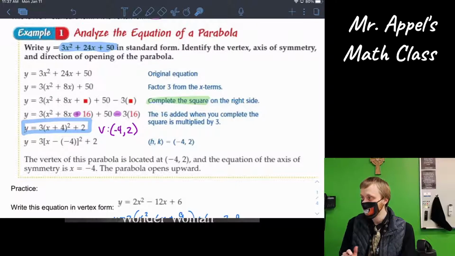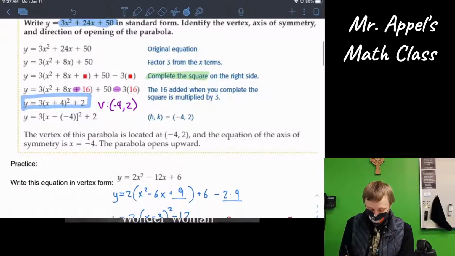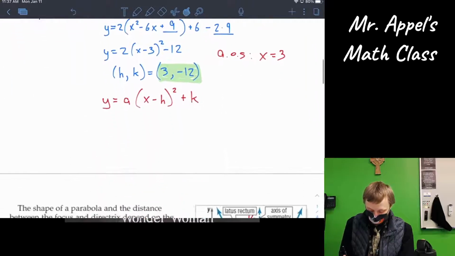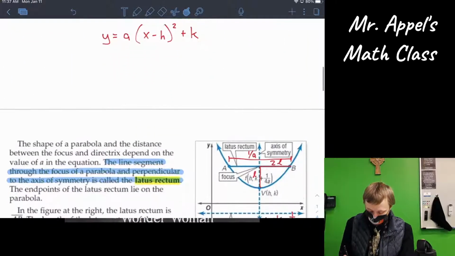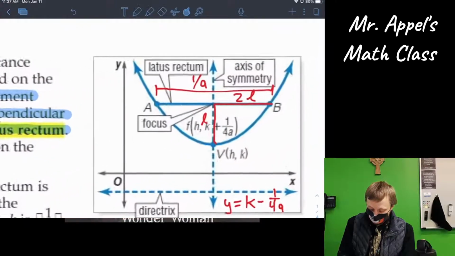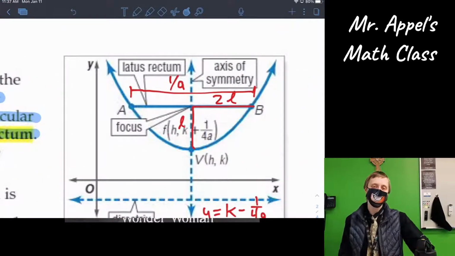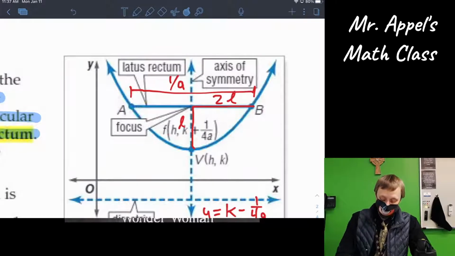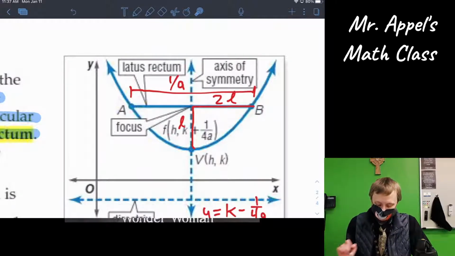Now what do we do with that? That's all well and good, but that's only the first step. How does that relate to the focus? Well, here then are all of the distances, and we get this cool new word, the latus rectum. Yep, we said that. The parabola has a latus rectum, and we're going to measure it.